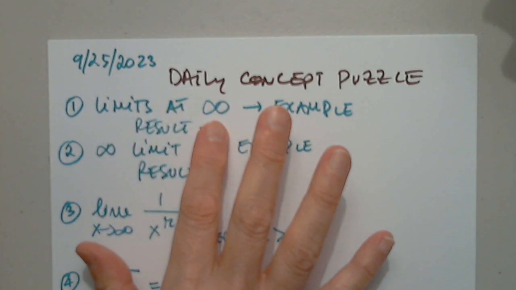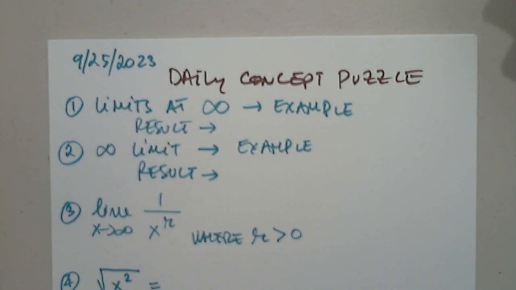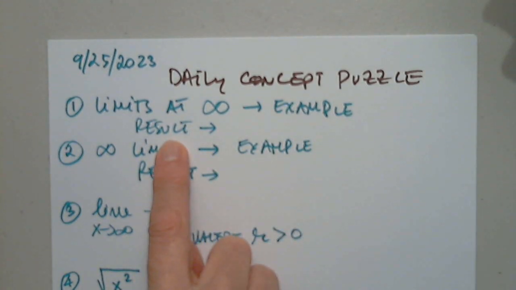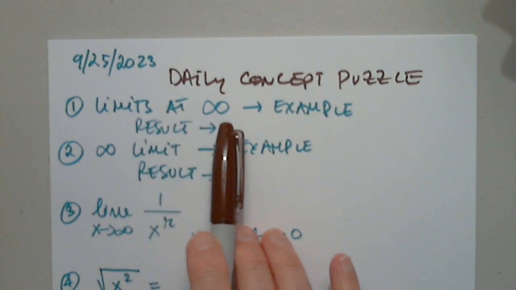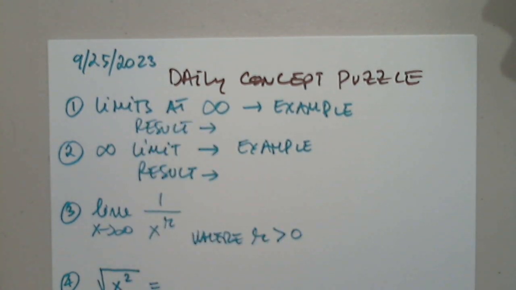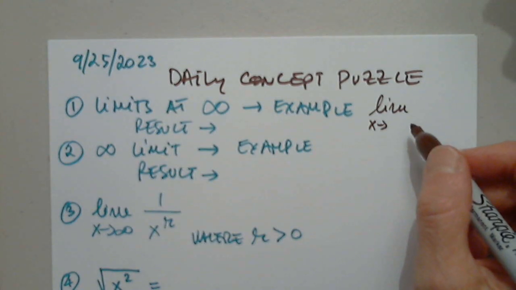So limits at infinity. What does the limit at infinity mean, or can you give me an example? What would the most general case be? Can anyone give us a limit at infinity? If the limit at infinity or negative infinity equals a, then it has a horizontal asymptote of y equals a.